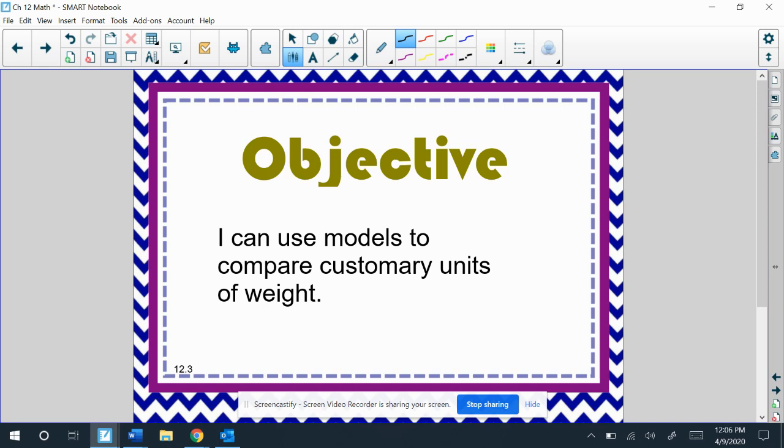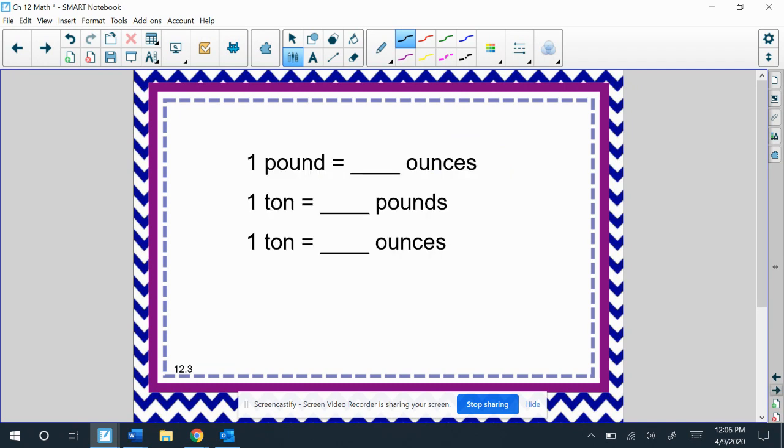Yesterday, we used customary units to look at weight. We're going to do that again today and see what you remembered. Let's go ahead and fill out this.